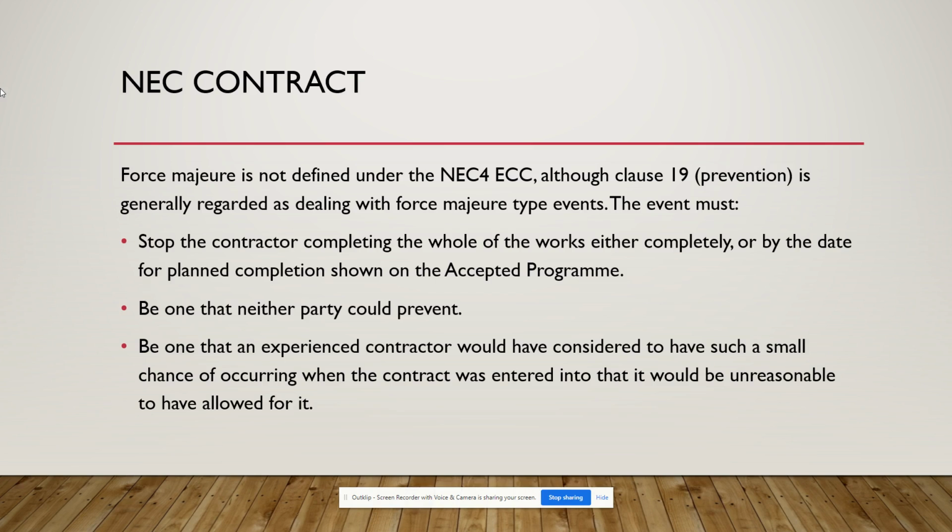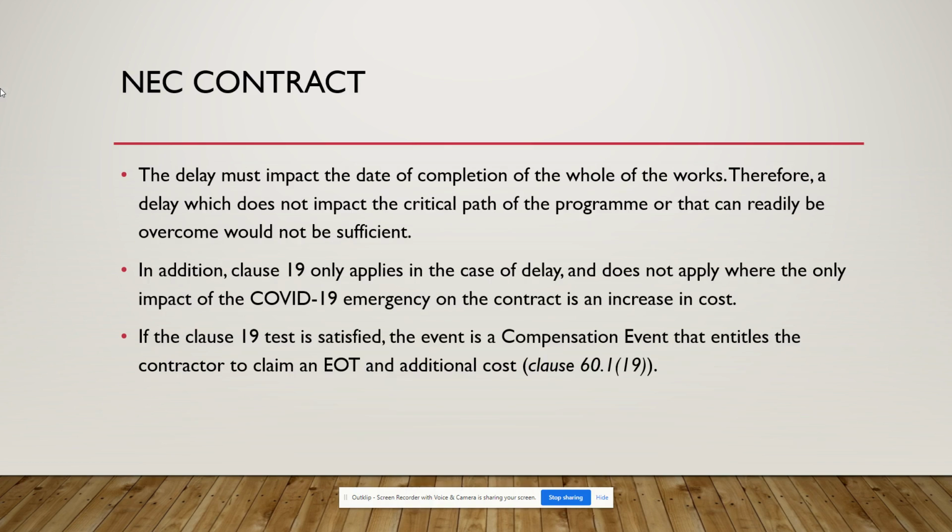The events must stop the contractor completing the whole of the works, either completely or by the date for planned completion shown on the accepted programme. Neither party could prevent that event. And being an experienced contractor, we can't foresee whether it will occur in the future. So if these conditions are met, maybe they can get the extension of time.